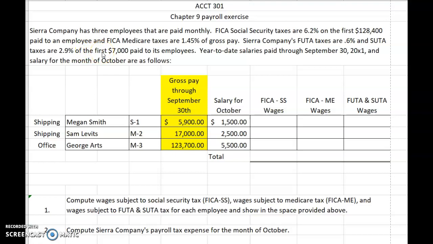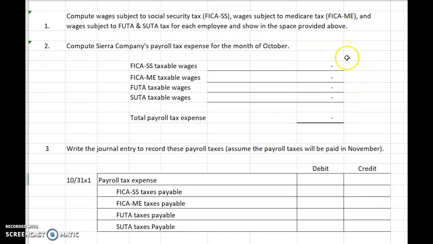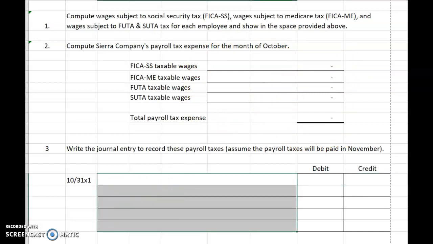Our job is to first calculate the gross wages for the month of October that are subject to Social Security tax, Medicare tax, and FUTA-SUTA taxes. Then, using the information we obtained here, we will need to calculate the employer's payroll tax expense. And from this schedule, we will then be able to write the journal entry to record these payroll taxes.